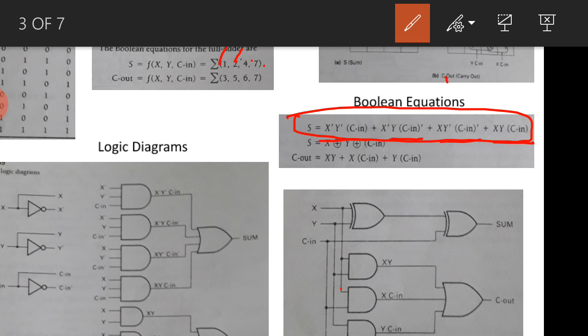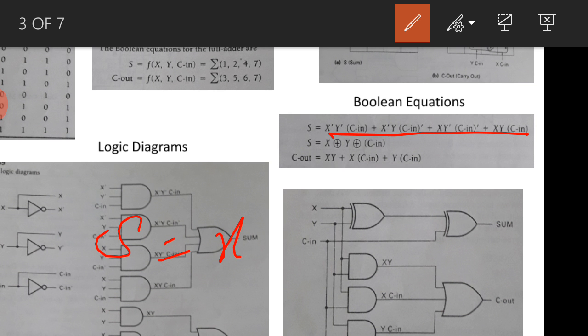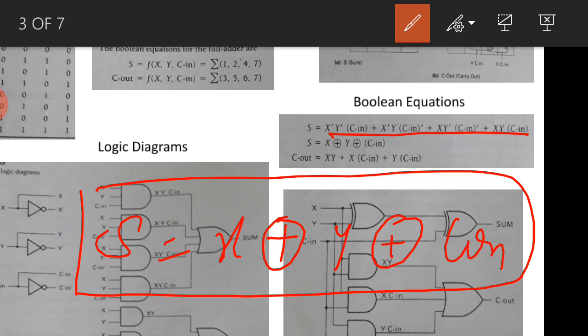Okay, similarly if you take the carry, there are 4 terms. If you simplify by using De Morgan's laws and taking common variables, it leads to S equal to x XOR y XOR cin. So by using De Morgan's laws and taking the common things, we come to this simplified format. Basically it is XOR between the 3 variables.